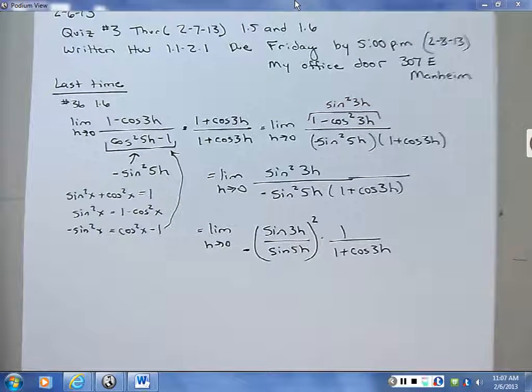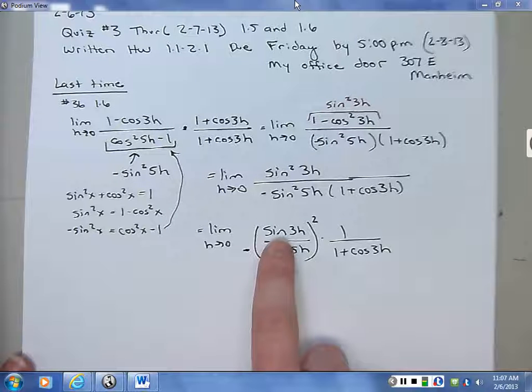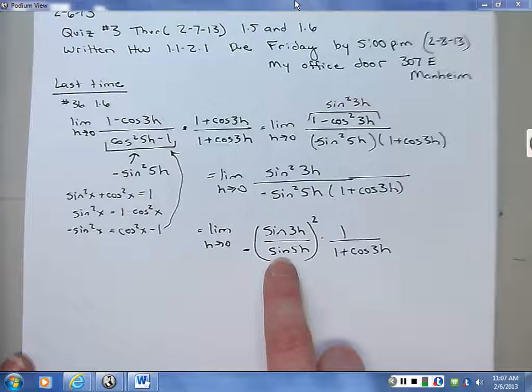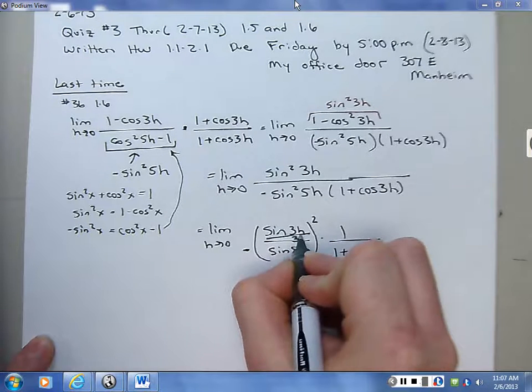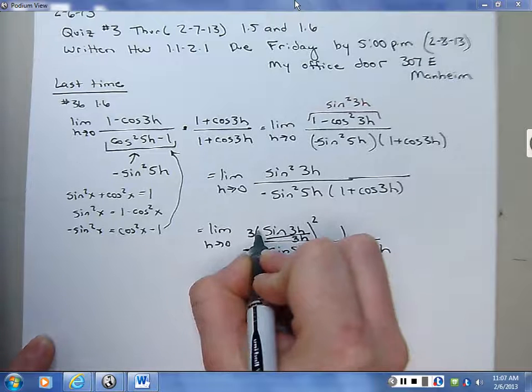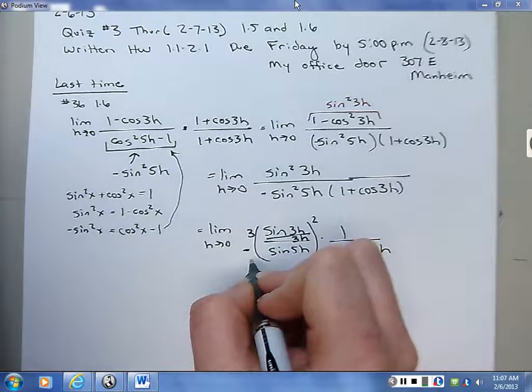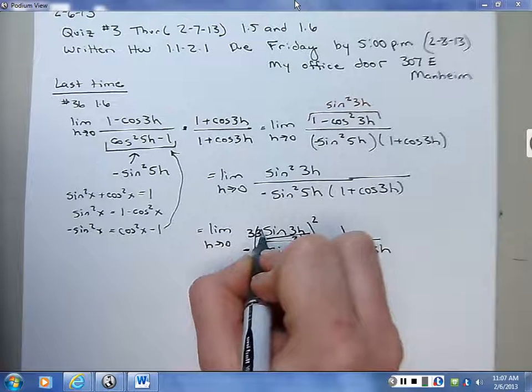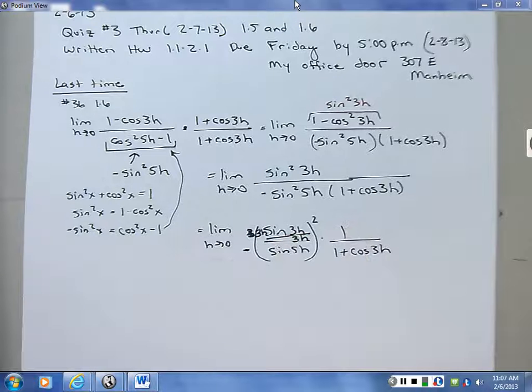Now I can use the trick, divide top and bottom of the numerator by 3h and top and bottom of the denominator by 5h, right? So I didn't leave myself too much room, but let's see if I can squeeze this in here. 3h, and put a 3h up here, because it has to be within those parentheses.